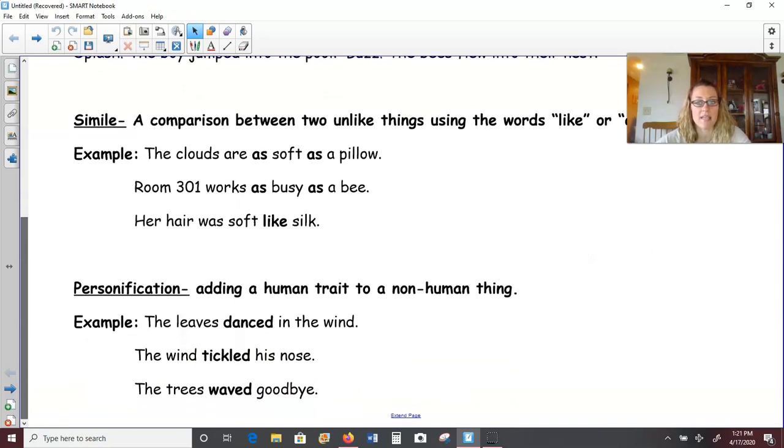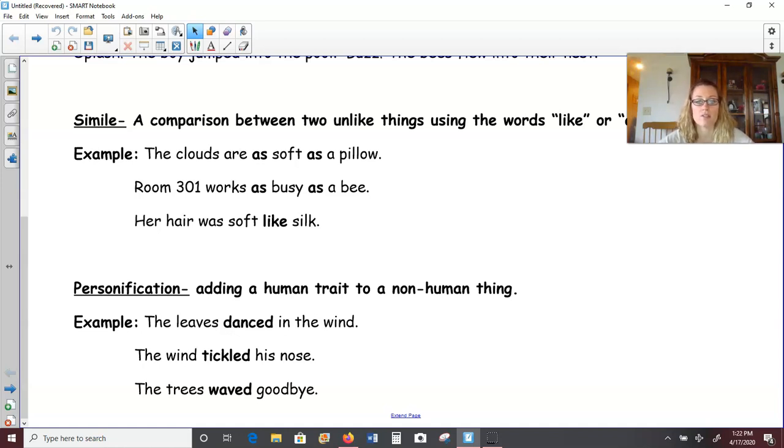The next word is a simile. A simile is a comparison between two unlike things using the words like or as. So it's when you're comparing two very different things, but they have something in common. For example, the clouds are as soft as a pillow. Clouds and pillows are two very different things, but they're being compared together by how soft they are. Room 301 works as busy as a bee. My class, room 301, and bees are two very different things, but the comparison is that both are busy.